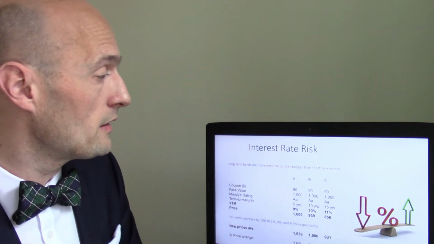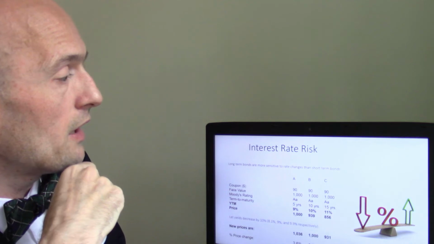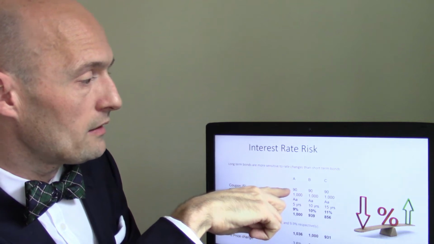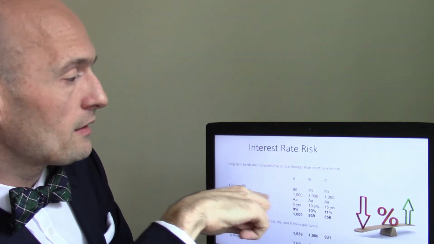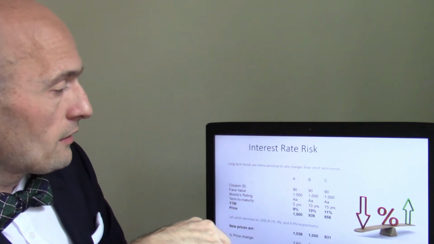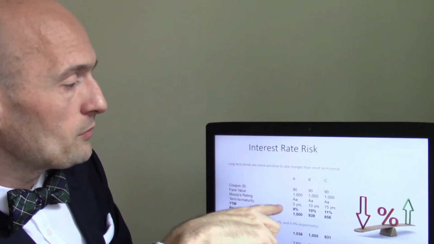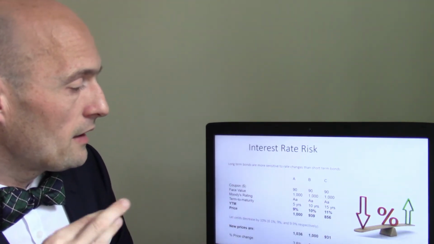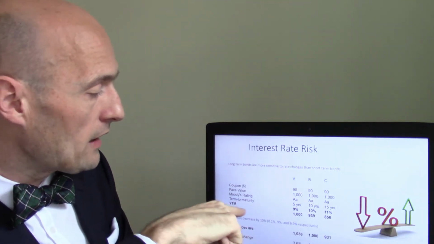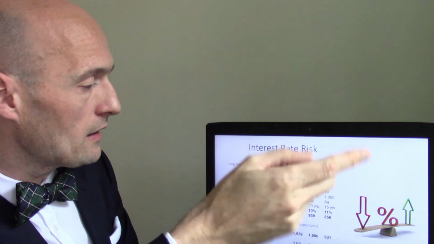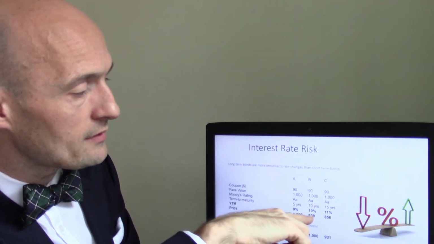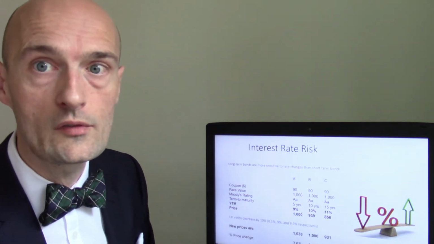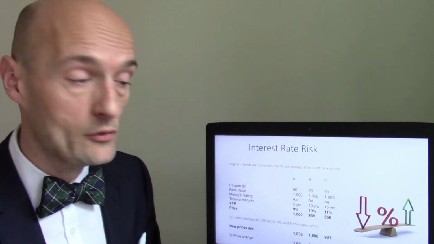So let's just look at an example here. We do a quick calculation, and we've got three different bonds: bond A, bond B, and bond C. Each of them pays a coupon of $90. They have a face value of $1,000. There's their credit rating, and the length of time to maturity on the first one is 5 years, the second one is 10 years, and the final one is 15 years. And so what we do then is calculate the value of these bonds, and we find that the first one is worth $1,000, the second one is worth $939, and the final one is worth $856. So those are the values of the bonds right now.